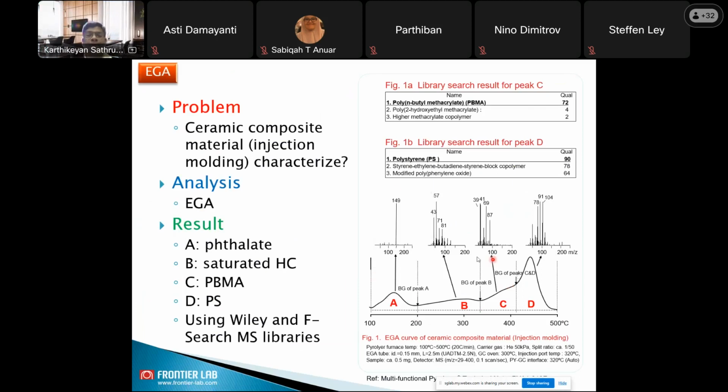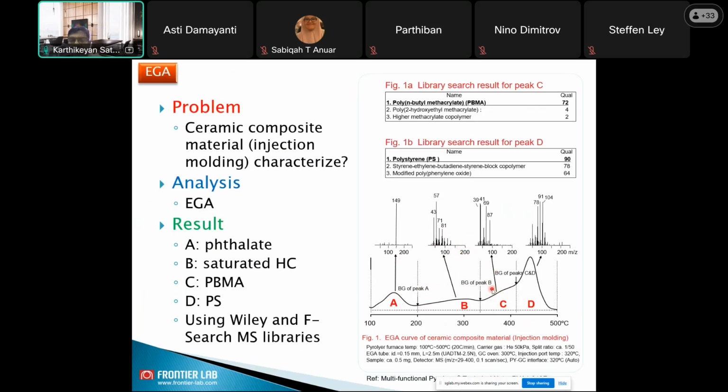Okay, so this is the evolved gas analysis data, which is collected from 100 to 500 degrees. And you can see there are multiple humps, meaning multiple peaks, which really indicate it has a different group of chemicals. Okay, so with the help of F-Search, we can also find out the chemicals in this EGA data to some extent.